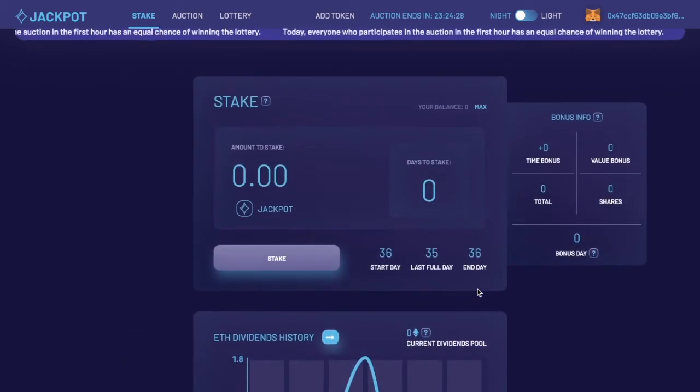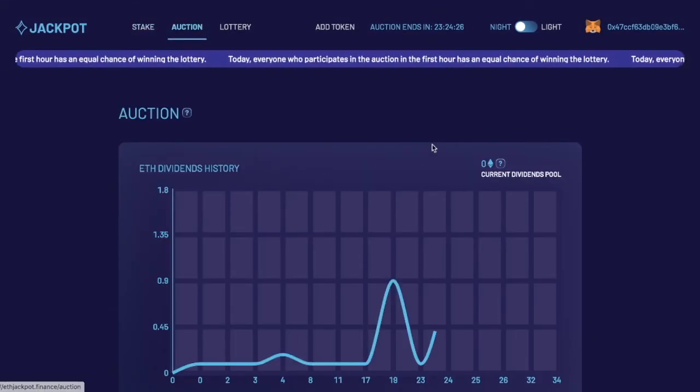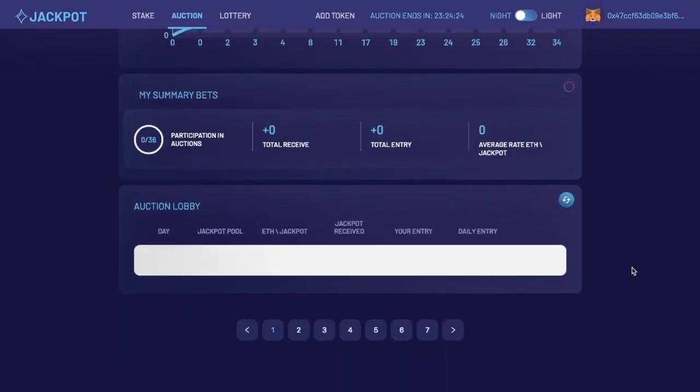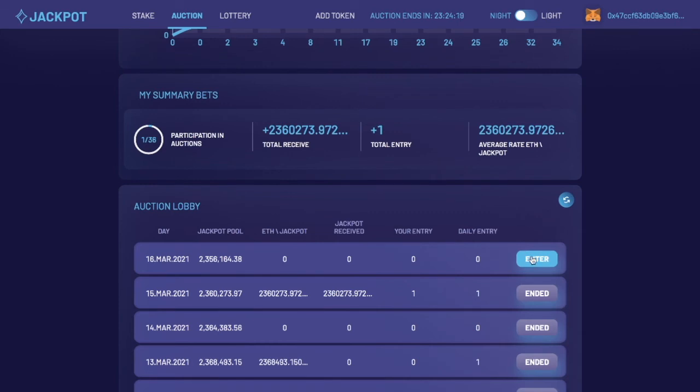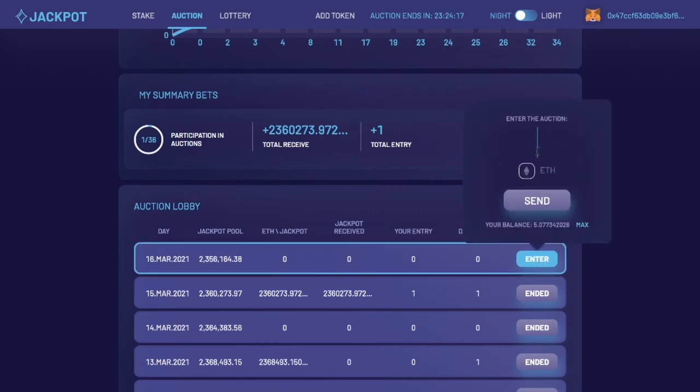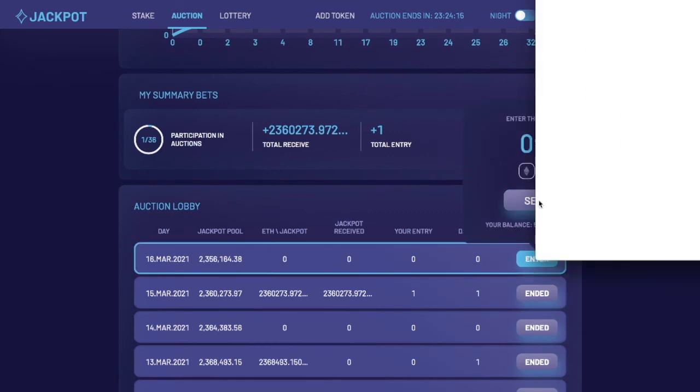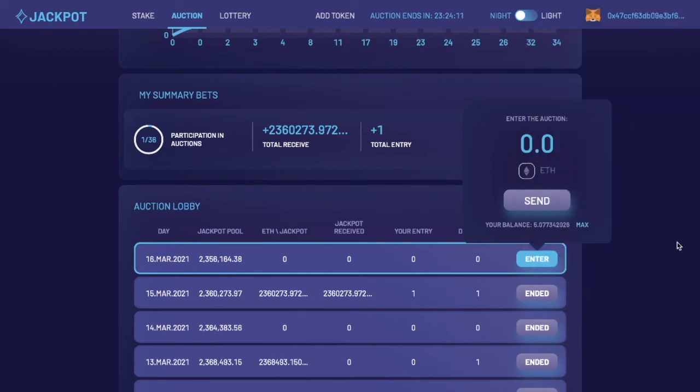The last thing I want to do is go to the auction one more time, so as I'm following this going forward, I can see how this is going. I'm going to enter one more ETH here. And this is typically the best strategy I know how to do this, is that you put something in every day.